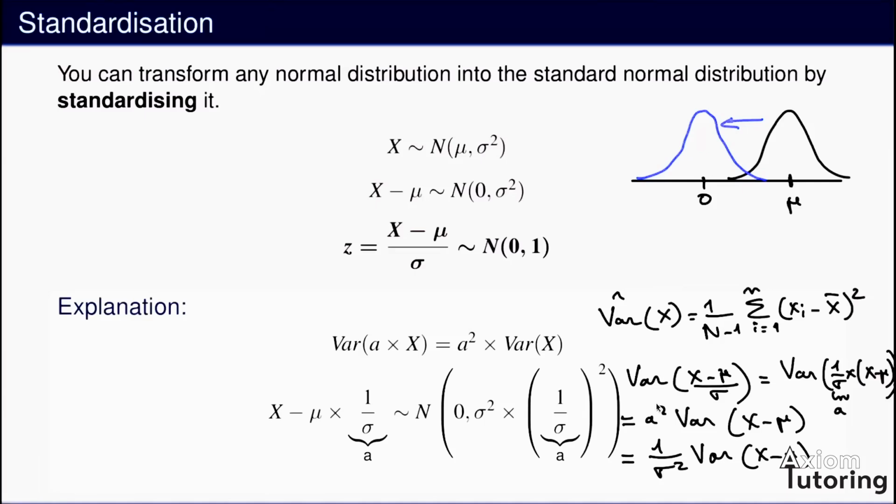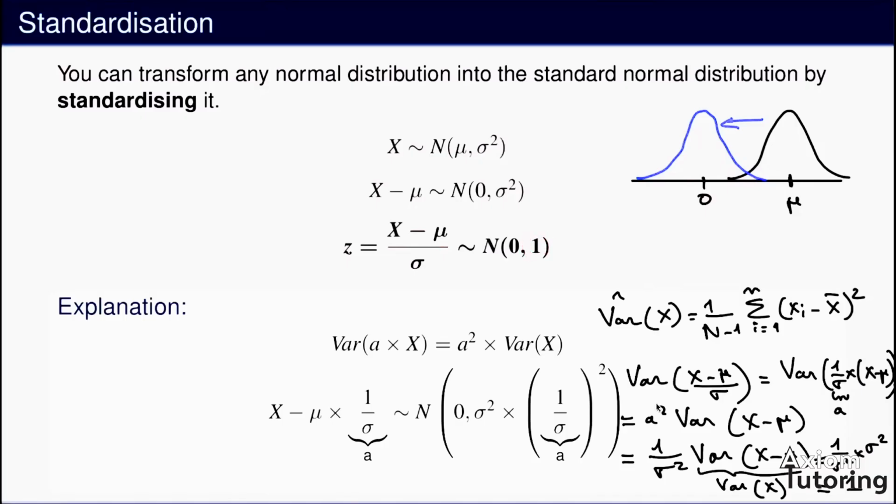And now the variance of x minus mu, we said, was equal to the variance of x, because as we saw, if this was the distribution of x and the blue distribution was the distribution of x minus mu, they have the same variance, which was sigma squared. So we get 1 over sigma squared times sigma squared, which is equal to 1. So we proved that the variance of x minus mu divided by sigma is 1.